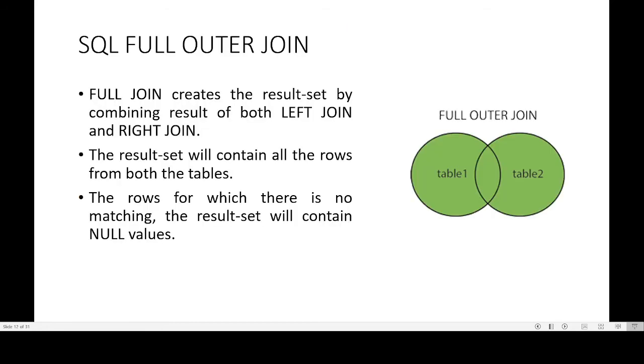Now we will see what a full outer join is. Here we have two tables. A full outer join combines the result of both tables, meaning it is the result of both left join and right join. So the result set will contain all the rows from both tables. For the rows with no match, the result set will contain null values. So this is basically the combination of left join and right join, that is full outer join.